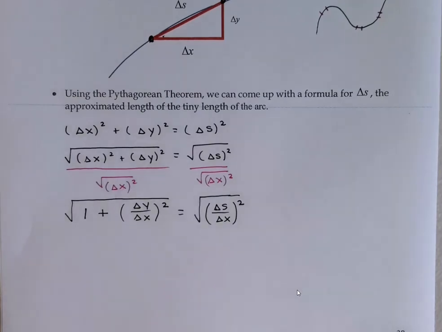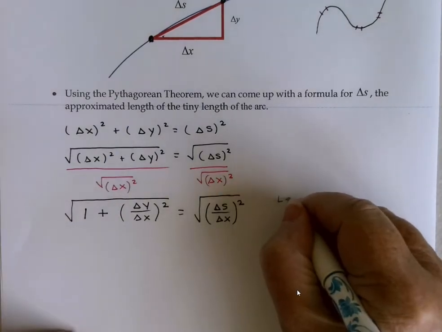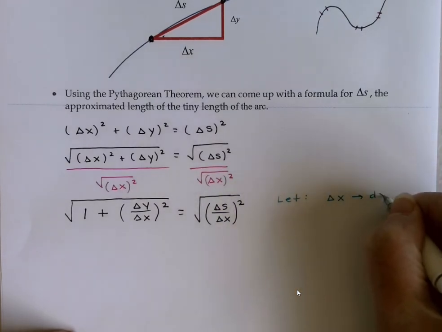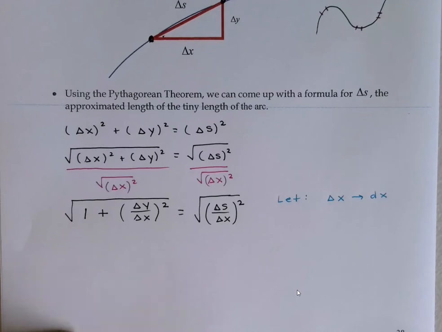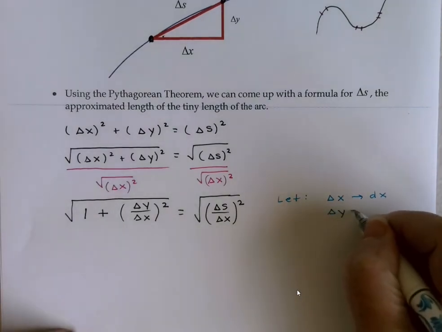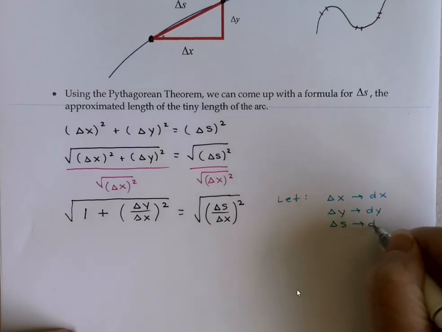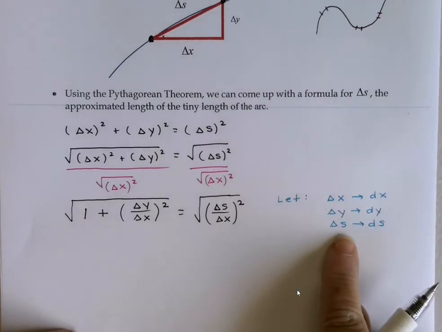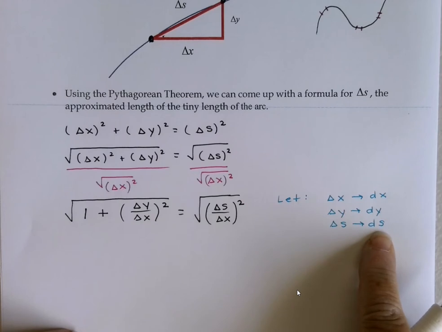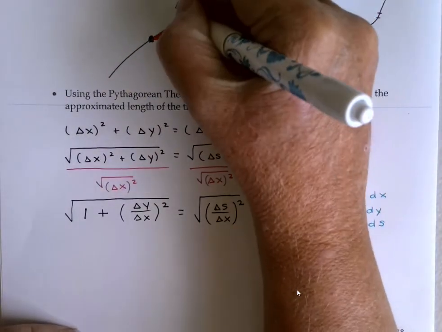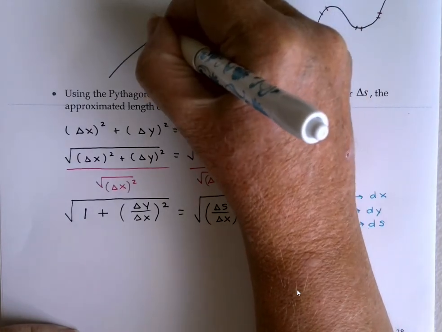At this stage, I'm going to make the assumption that since we eventually want our approximation to become exact, we're going to let delta x become infinitesimally small. We'll call it the differential dx. Similarly for delta y, and for delta s. As delta s approaches ds, delta s, the hypotenuse, becomes ds, the actual arc length.